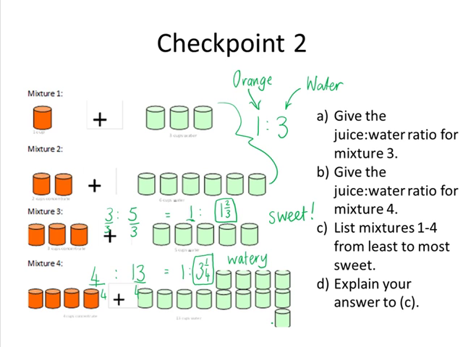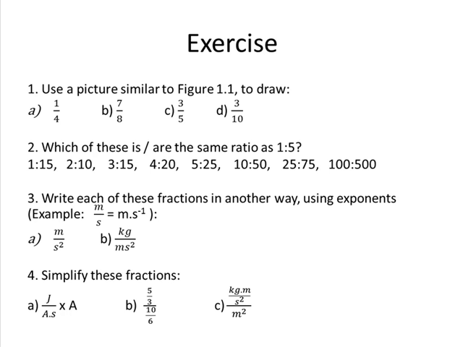To answer question C, we must list mixtures 1 to 4 from the least to the most sweet. The least sweet is mixture 4, the most sweet is mixture 3, and 1 and 2 are in the middle, equally sweet as one another. Check whether you've understood what we've done in this lesson by answering these questions. Pause the movie until you finish that, and then you can see the answers.